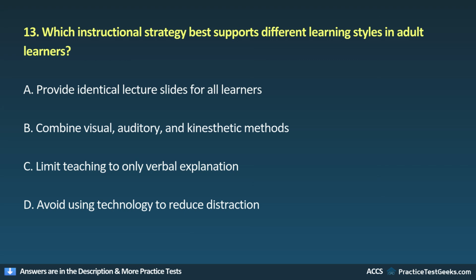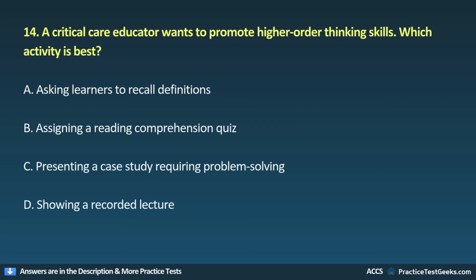13. Which instructional strategy best supports different learning styles in adult learners? A. Provide identical lecture slides for all learners. B. Combine visual, auditory, and kinesthetic methods. C. Limit teaching to only verbal explanation. D. Avoid using technology to reduce distraction.